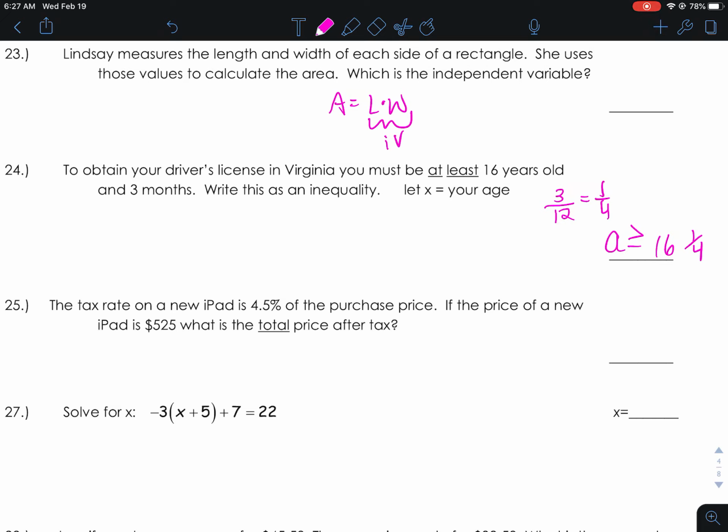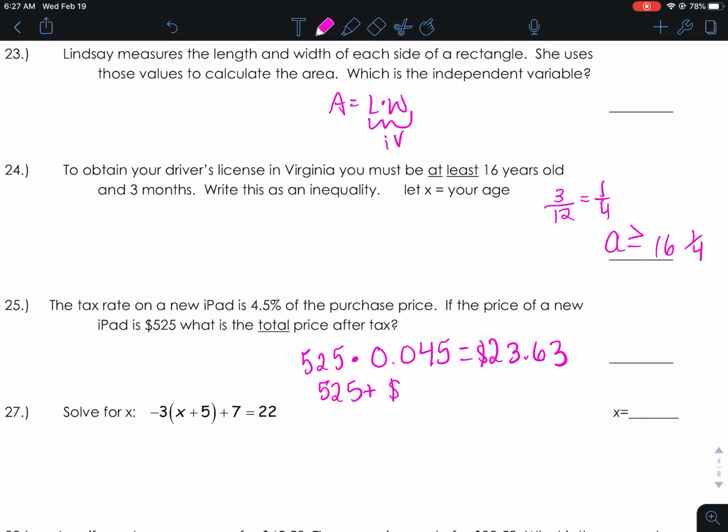The tax rate on a new iPad is 4.5% of the purchase price. If the price of the new iPad is $525, what's the total price after tax? So you just multiply it times 0.045, and that will give you what your tax is. And then we're going to add that to the total. So let me just do a quick side calculation here. That's about $23.63 if you round it to cents. And then we would add that to $525.